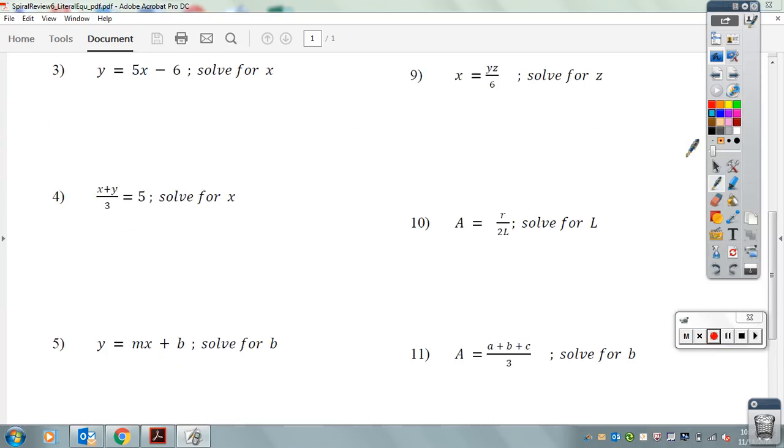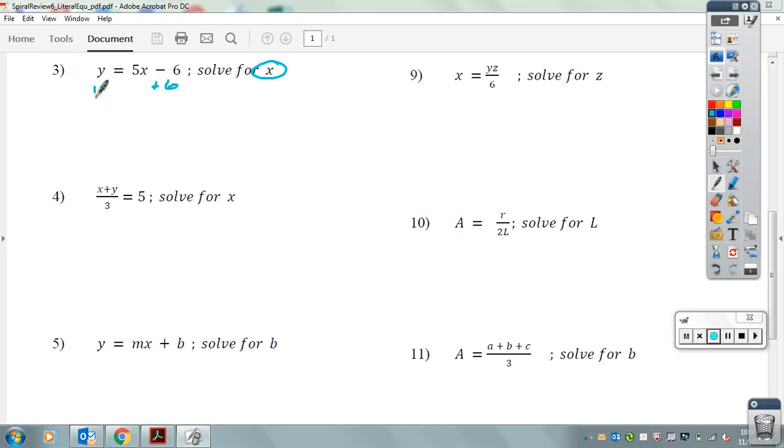Number 3 gets us into a phrase that you'll hear me say quite a bit. This says solve for x. So I'm going to solve for x. There are three terms on the whole equation. The first thing I want to do is isolate the term that contains my variable. This is the term that has the variable I'm looking for. So I want to get this entire term by itself first.